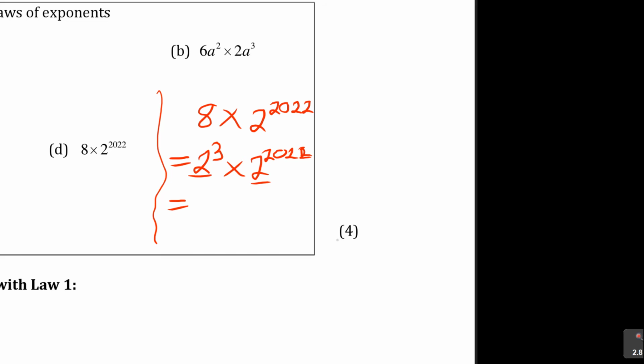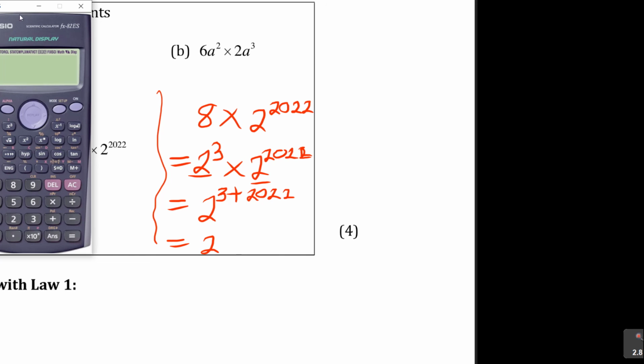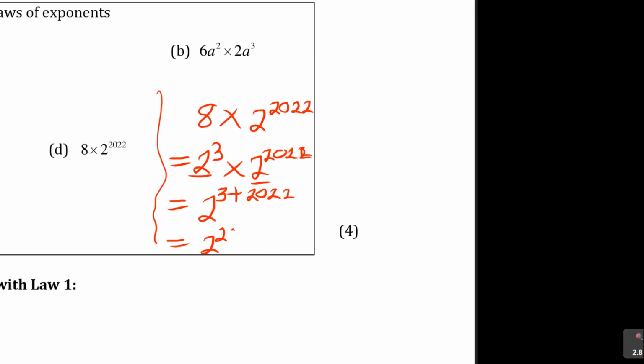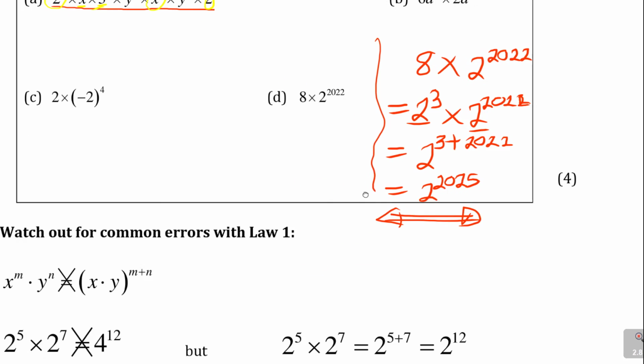Now the bases are the same, so you say 2 to the power of 3 plus 22. Now don't lose it here. Add that, say 22 plus 3. You get 2 to the power 25. If you're confused, it's better to make sure that you get the right answer here. Remember, you can't test this because even your calculator can't give you the answer. So this is how you work this.